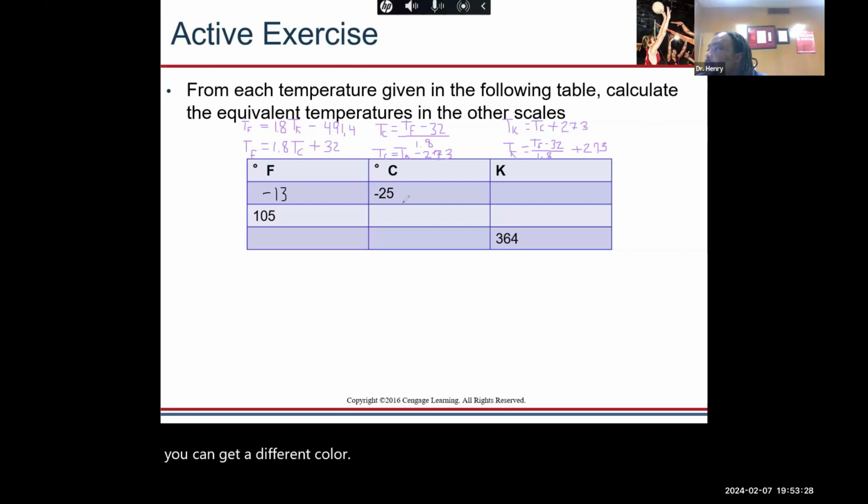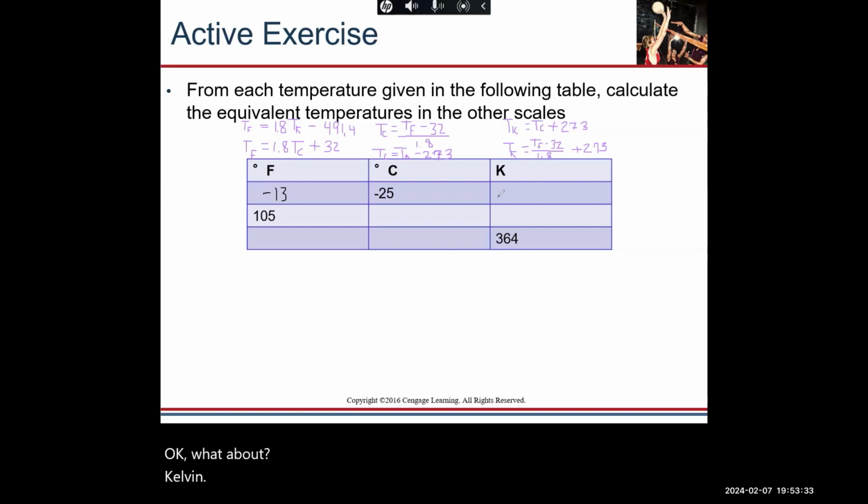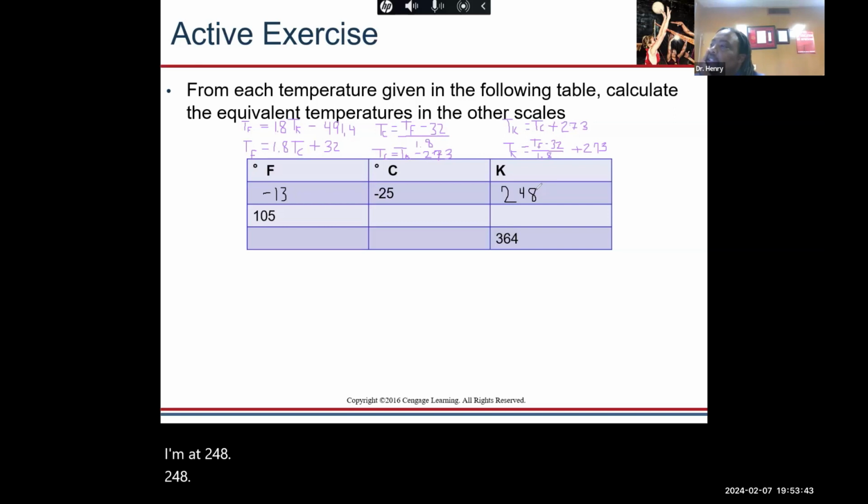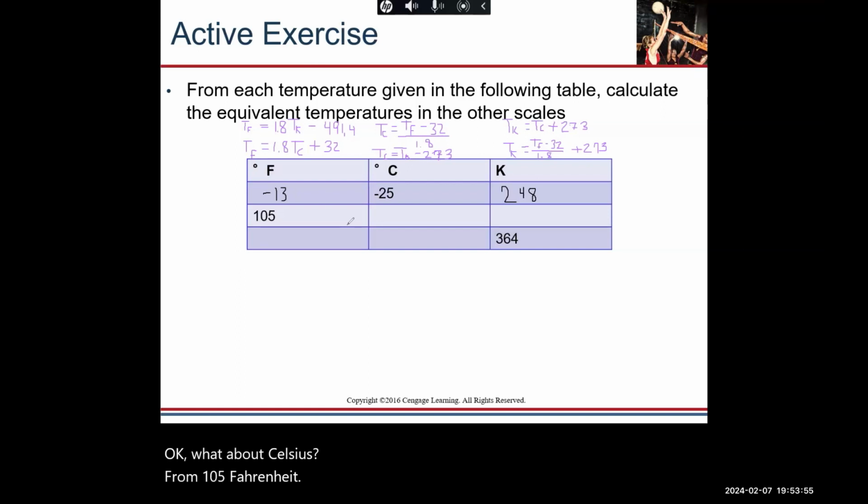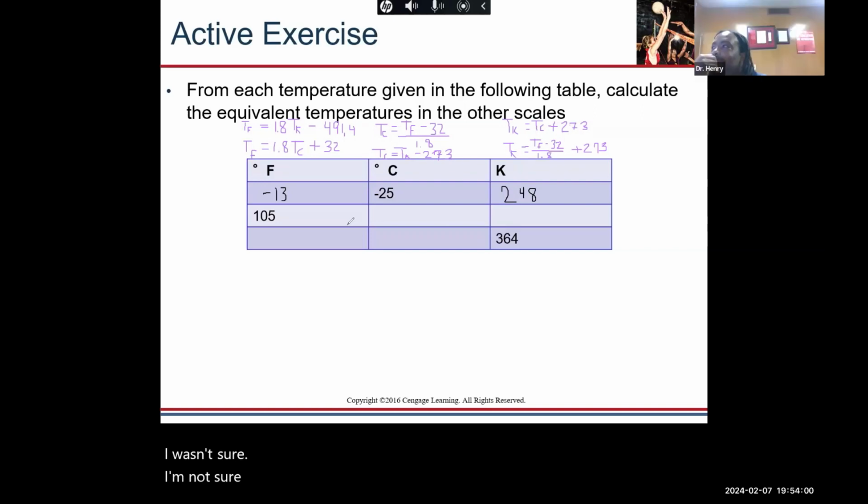Okay. What about Kelvin? I got 248. Okay. What about Celsius? From 105 Fahrenheit. I wasn't sure. I think it's 73. I wasn't sure which formula to use. Okay. So it's not 73.